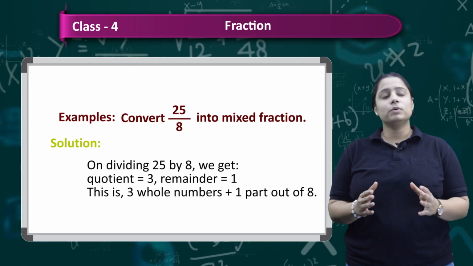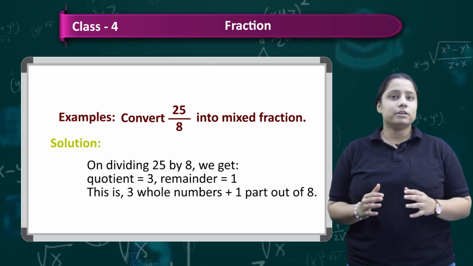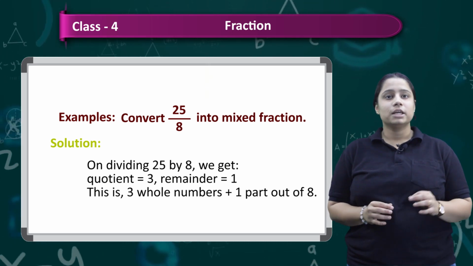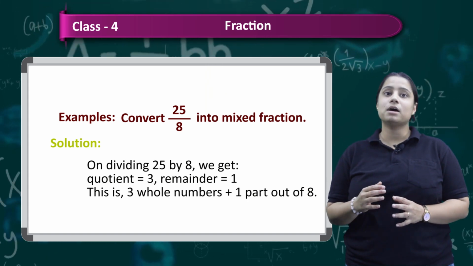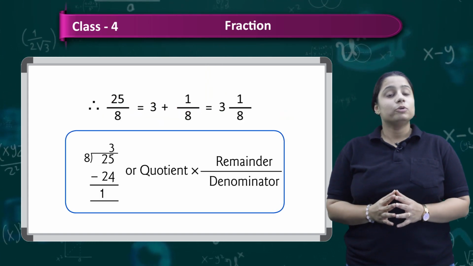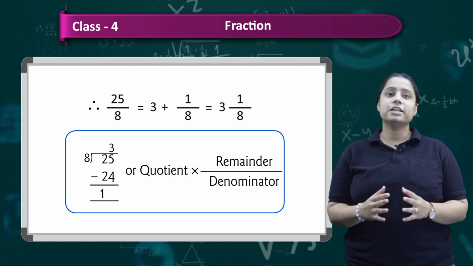Example. Convert 25 by 8 into mixed fraction. On dividing 25 by 8, we get quotient is equals to 3, remainder is equals to 1. This is 3 whole numbers plus 1 part out of 8. Therefore, 25 by 8 is equals to 3 plus 1 by 8 is equals to 3 1 by 8.